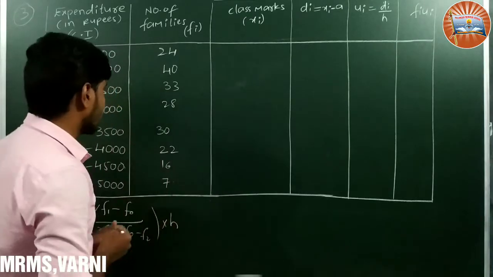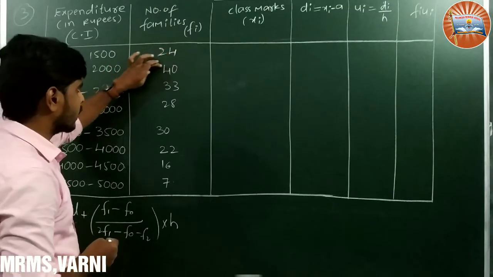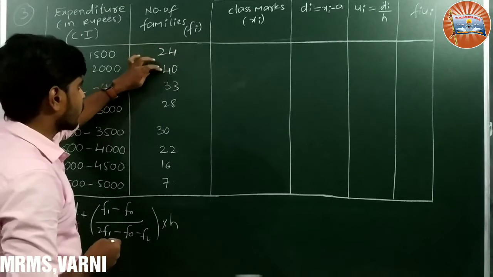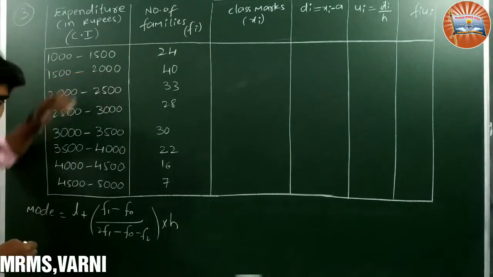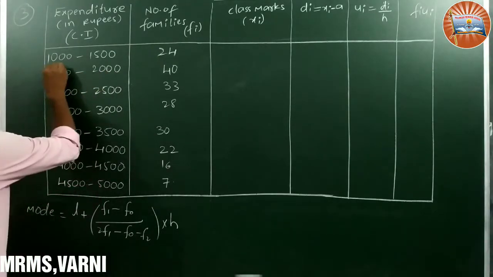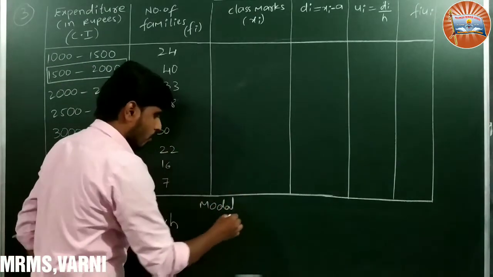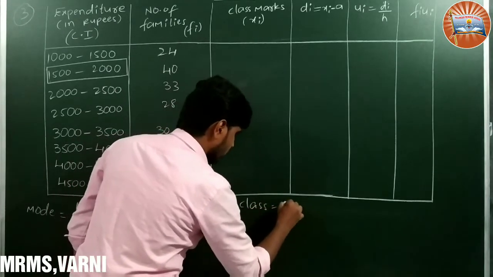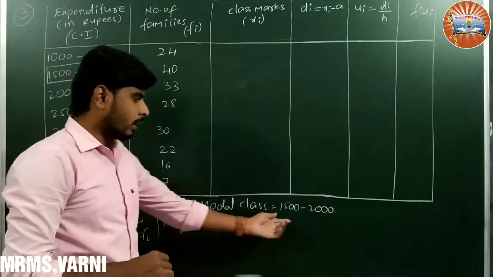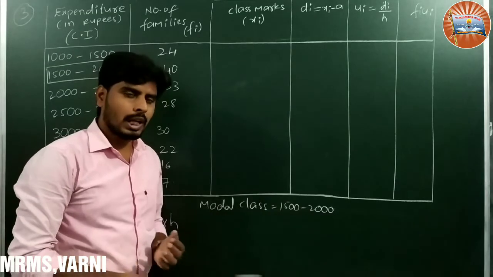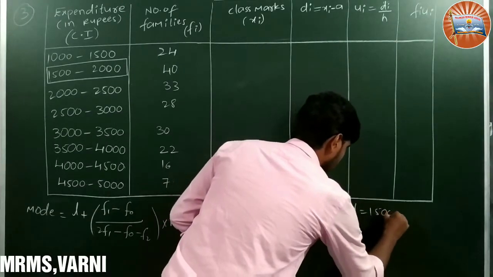What is the highest frequency here? 40 is the highest frequency, so the 40 families lie here. So the highest frequency class interval is 1500 to 2000. This is our modal class, 1500 to 2000. What is the lower limit? 1500. The modal class lower limit is called our L value. Now L is equal to 1500.